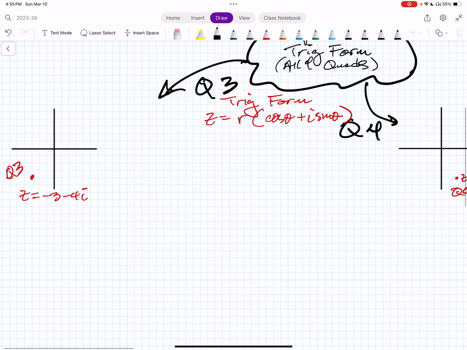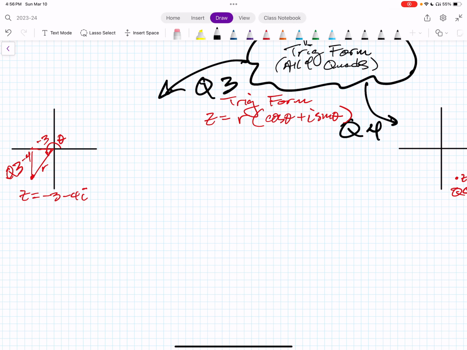Now let's take a look at quadrant 3. Let's graph it here. So we're going to go left 3, down 4. Here's your modulus. And I'll tell you what, theta is between 180 and 270. It's a big angle, right? It's a quadrant 3 angle. All right, so here we go.